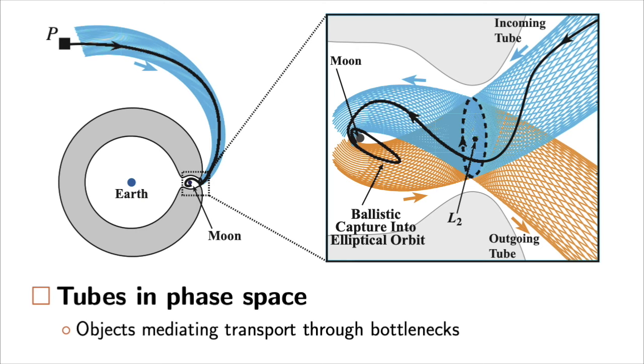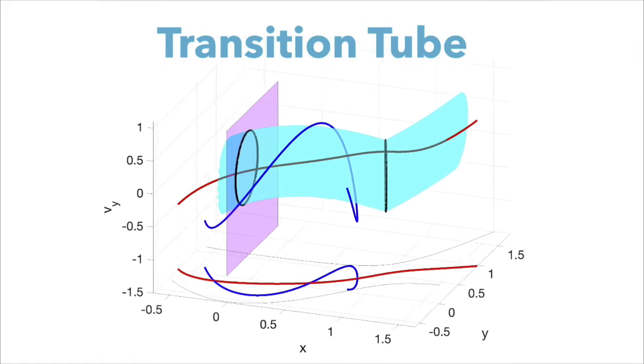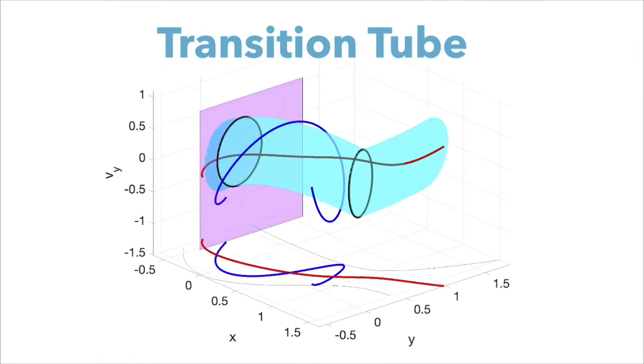What we're showing is the stable manifold shown in blue going out here. So if we had our spacecraft somewhere out here and we wanted it to get captured by the Moon, we just need to make sure we're inside this tube, not on it. If we were on it, we would wind onto this periodic orbit. But if we're inside of it, we'll actually pass by L2 and then maybe get onto some ballistic capture orbit around the Moon.